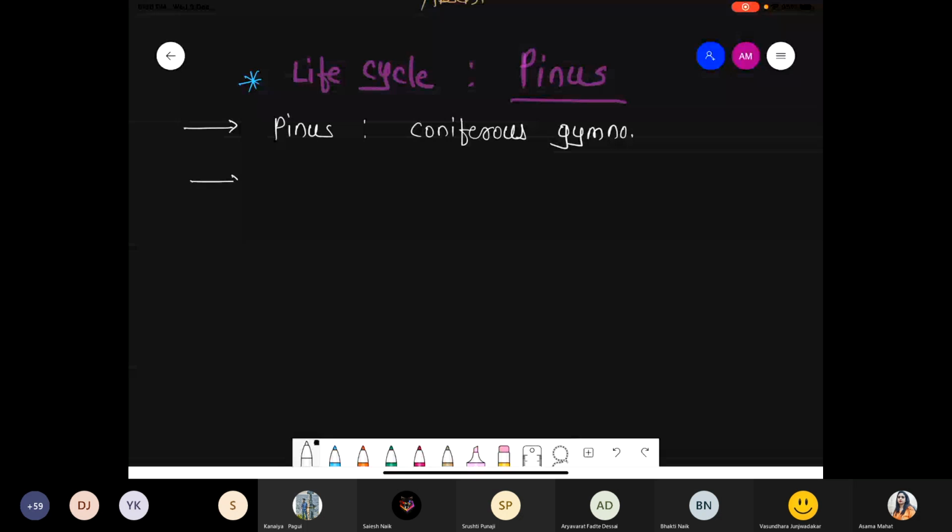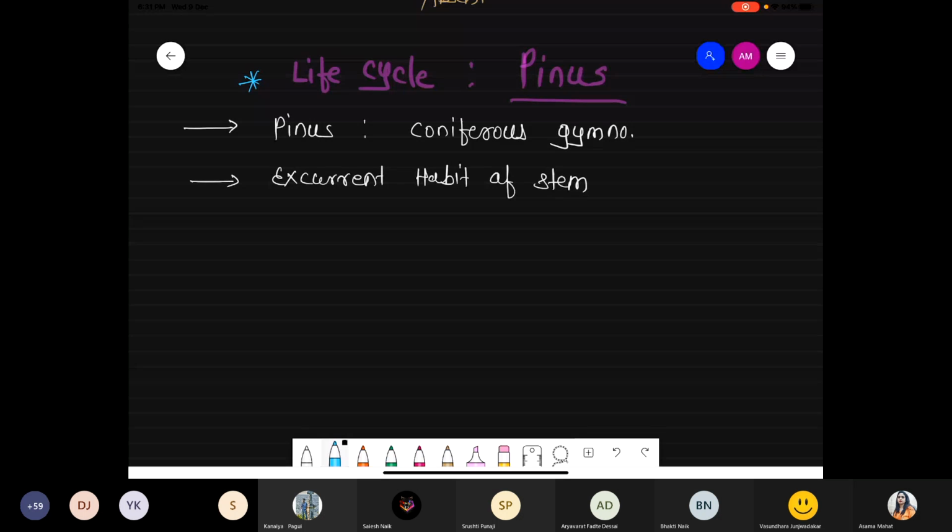As well as we are talking about, they are showing excurrent habit of stem. Just as we discussed, excurrent is nothing but lower branches longer, upper branches short. That's why they give rise to a cone like appearance, and this cone like appearance is called the excurrent type of habit. So excurrent habit of the stem is present in case of the Pinus plant. Okay. Now next point we are talking about with respect to cone.